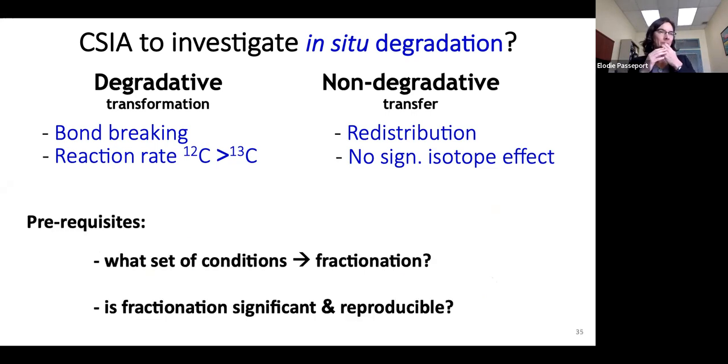So this is under ideal condition. But before you can apply this principle to the field, there are several prerequisites. It's absolutely fundamental to do laboratory experiments under controlled condition in order to evaluate if a set of conditions, for example, aerobic biotransformation of the contaminants, actually leads to isotope fractionation. And if this isotope fractionation is significant, reproducible, and we can distinguish it from isotope fractionation of other mechanisms that can happen at the same time.